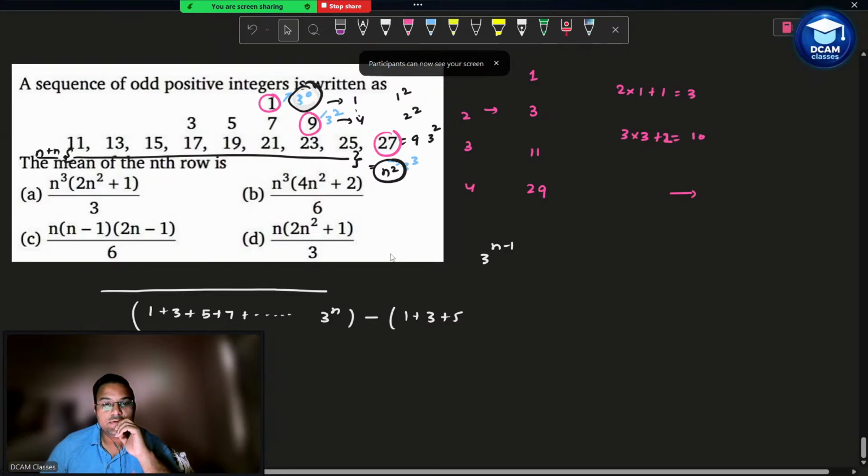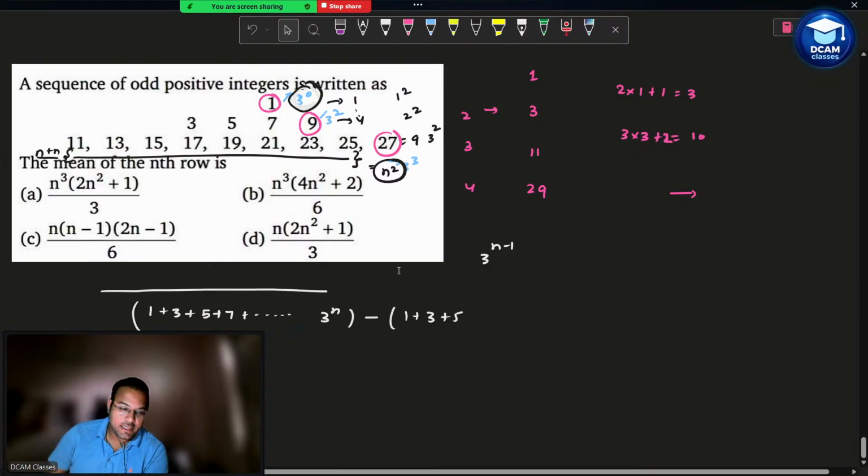Acha, last class you were doing this problem, no? Did you get any idea how to solve it?